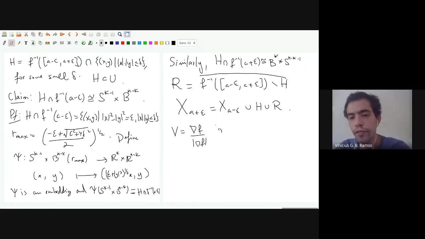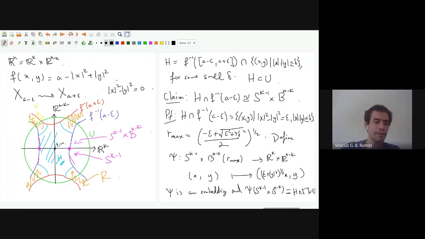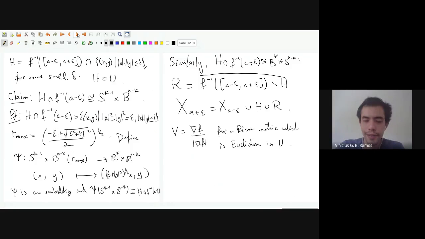for a Riemannian metric which is Euclidean in U. So you can do this. You can choose the Euclidean Riemannian metric on U, and then you can extend it to a Riemannian metric elsewhere. But the reason I want it to be Euclidean is because I actually want to compute the gradient of F using this expression. And using this expression, the gradient of F is just going to be minus 2x and 2y.